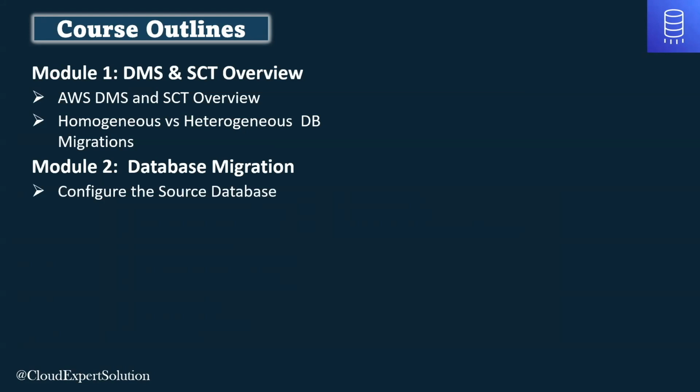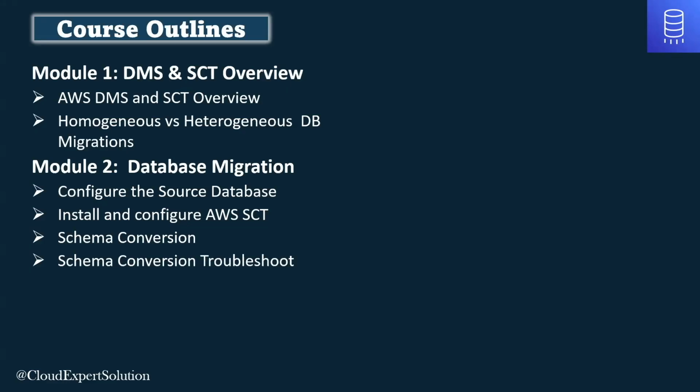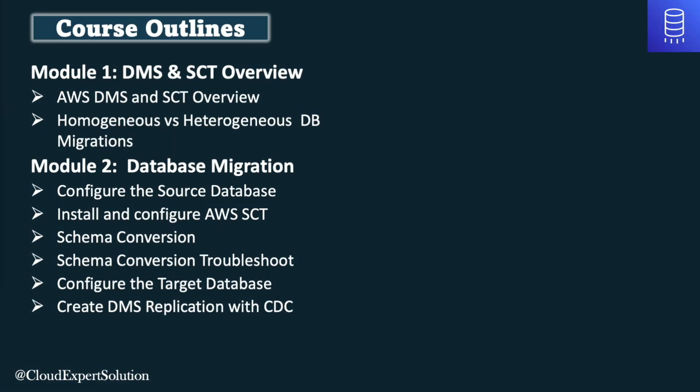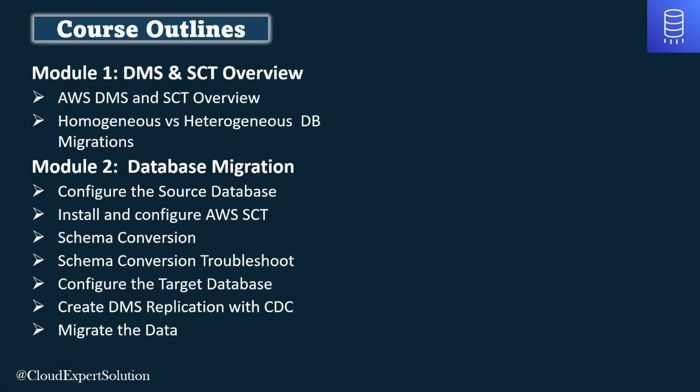Then we'll install and configure the AWS Schema Conversion Tool for heterogeneous migration. Then we'll discuss the action to take in case of schema conversion errors. Then we'll configure the target database, followed by we'll set up AWS DMS, including creating replication instances, DMS source and target endpoints, and the replication task. Then we'll perform the actual data migration and replication of any data changes.